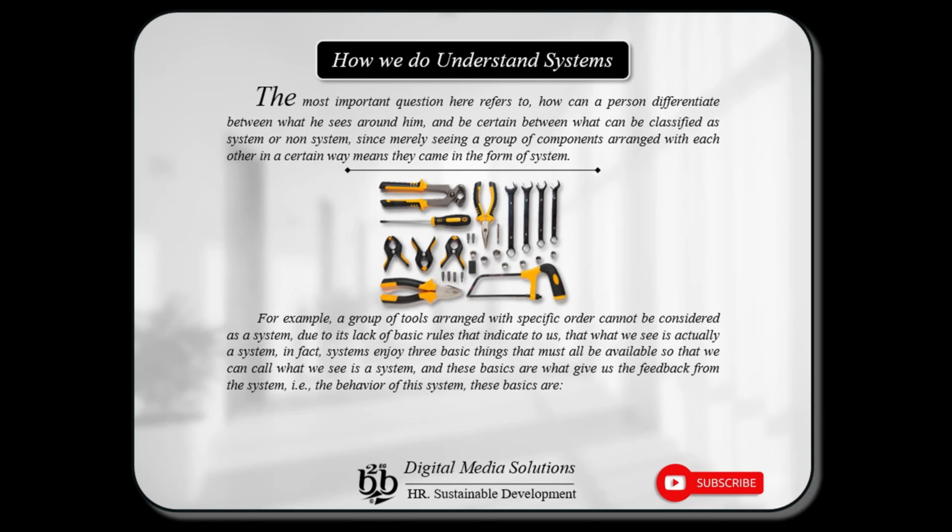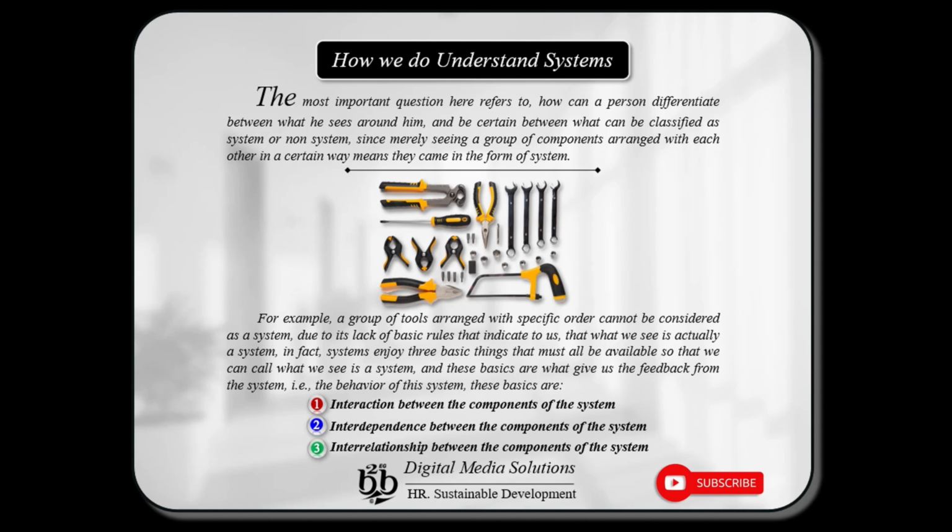In fact, systems enjoy three basic things that must all be available, so that we can call what we see a system, and these basics are what give us the feedback from the system, the behavior of this system. These basics are: interaction between the components of the system, interdependence between the components of the system, and interrelationship between the components of the system.